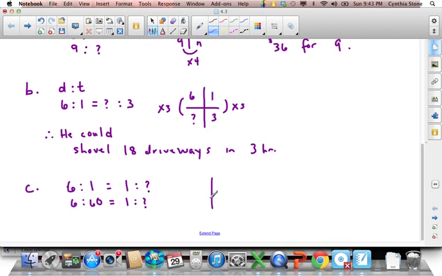So make our chart. 6 to 60 is 1 to, I don't know. And 6 to 1 is divide by 6. Right? 6 divided by 6 equals 1. 60 divided by 6 is the number of minutes for 1 driveway. And 60 divided by 6 is 10. So 10 minutes per driveway.